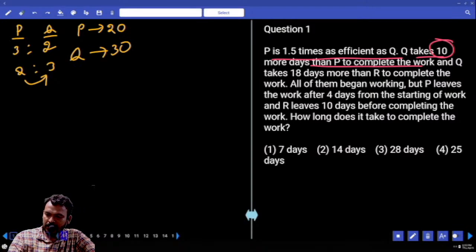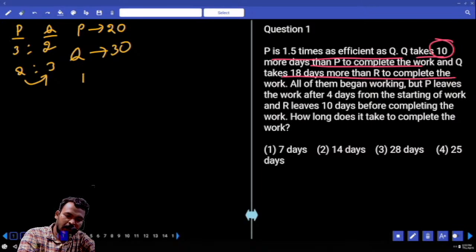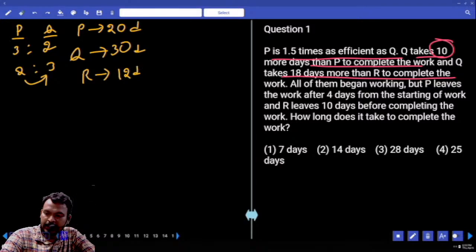And what is the next point? Q takes 18 days more than R to complete the work. R can complete the work in how many days? 12 days. Yes sir. Next, what is the next one?